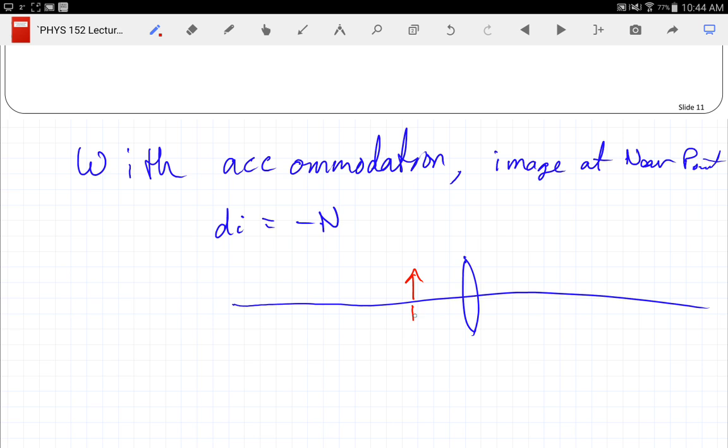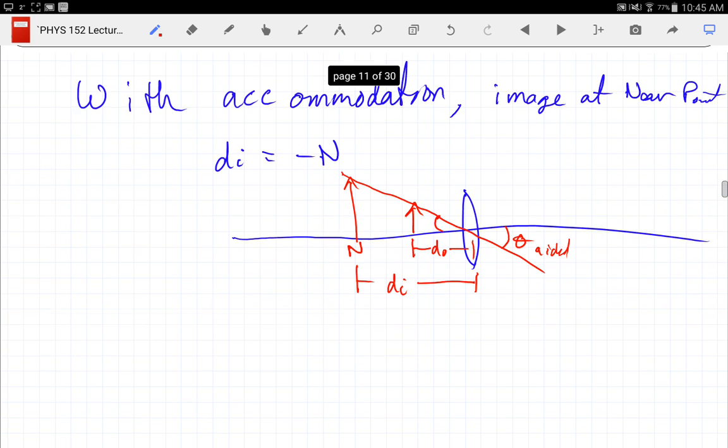So I'm going to have my object here, my image here. This is the near point. And there's the angle aided. Well, how do I relate this angle to anything? How can I find that angle?